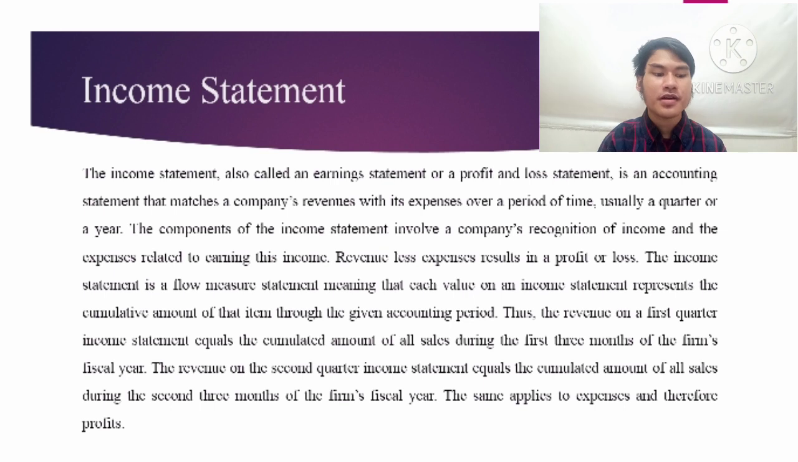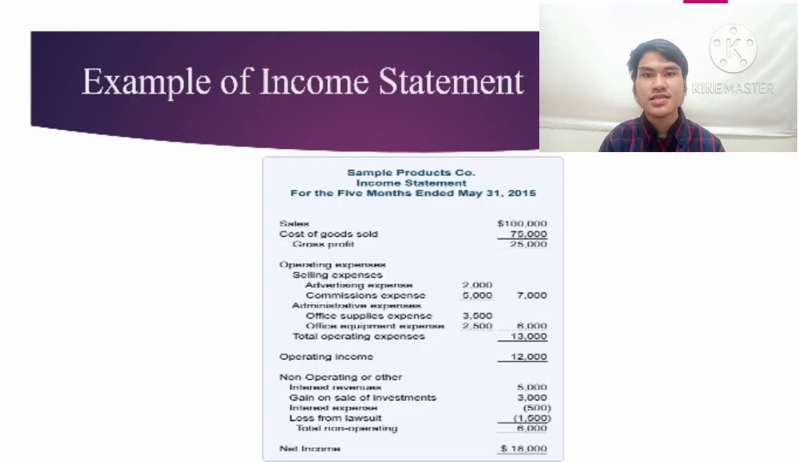Thus, the revenue on a first quarter income statement equals the cumulative amount of all sales during the first 3 months of the firm's fiscal year. The revenue on the second quarter income statement equals the cumulative amount of all sales during the second 3 months of the firm's fiscal year. The same applies to expenses and therefore profits. This is an example of an income statement.